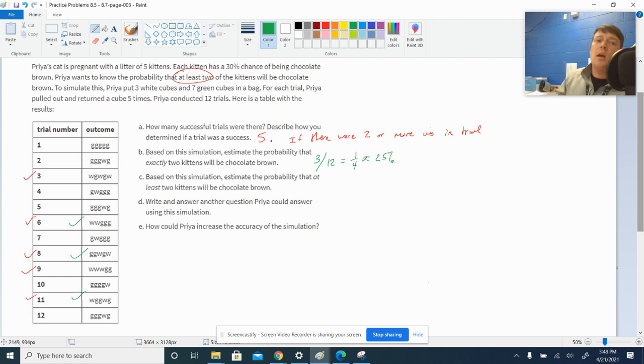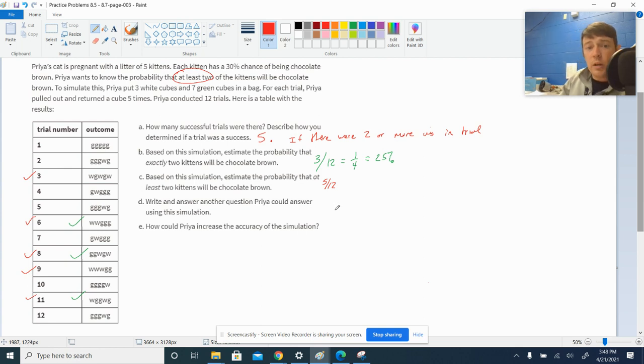chocolate brown kittens. Part C, based on this simulation, estimate the probability that at least 2 kittens will be chocolate brown. Okay, so that's kind of what we looked at the very beginning. Exactly 2 versus at least 2 will be chocolate brown. So at least 2 goes back to what we did at the very beginning. 1, 2, 3, 4, 5. That would be 5 out of 12. We're estimating about 5 out of 12 will be chocolate brown.